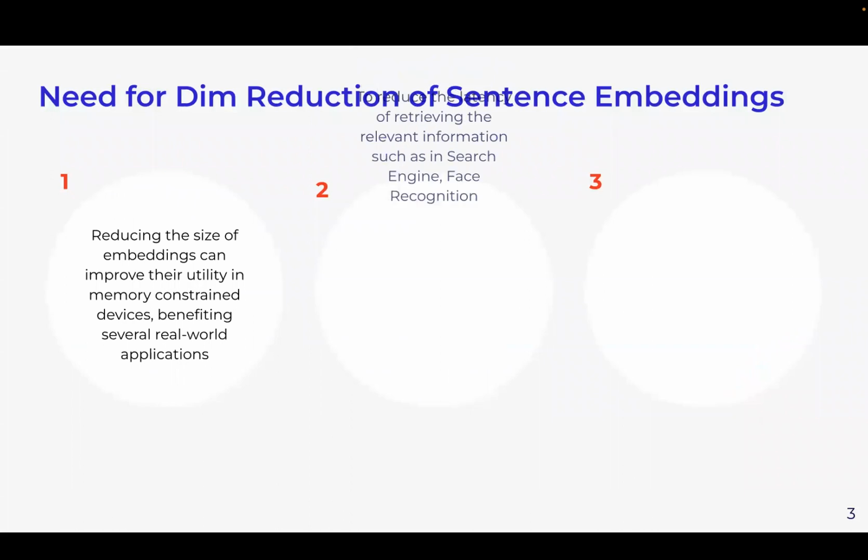Yeah, so coming to this, why do we require dimensionality reduction of sentence embeddings, as mentioned in the first slide? So reducing the size of embeddings can improve their utility in memory constrained devices. Suppose you are building some application or search engine in edge devices like mobile. Since you have a very limited memory RAM, it is essential to do some storage reduction technique before we try to deploy it on those edge devices.